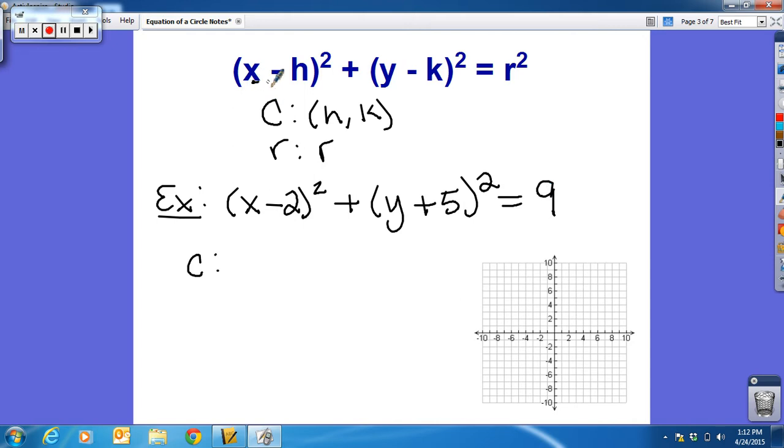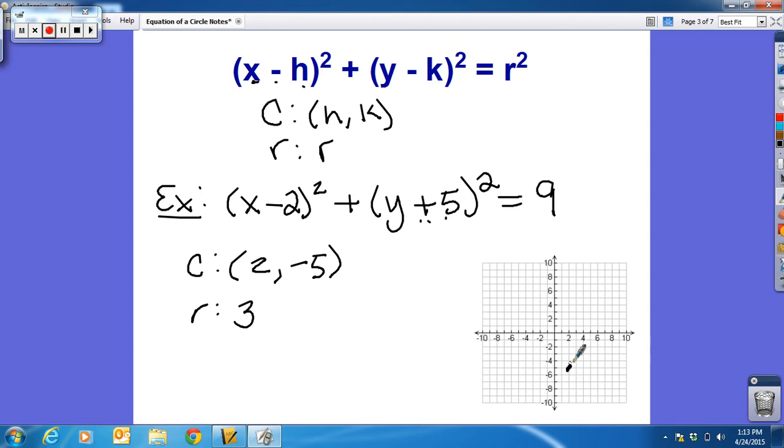The center in this case, remember, is x minus h. So x minus h would be 2, and then it should be y minus k. So k in this case, in order to get a plus here, it'd have to be negative 5, so k is negative 5. My center is 2, negative 5. The radius is going to be the square root of that last number, so 3.